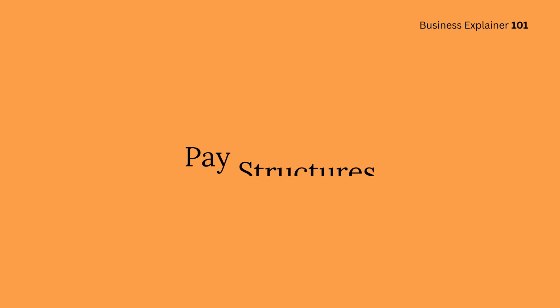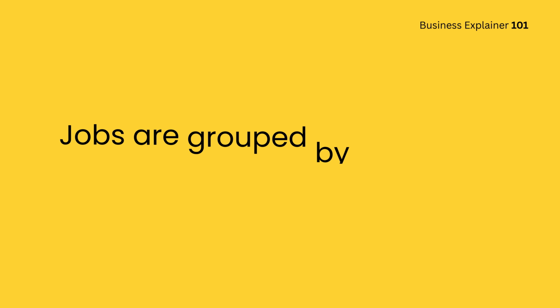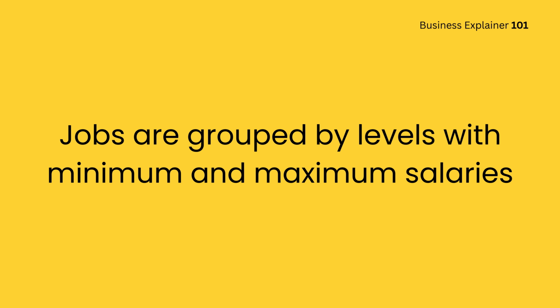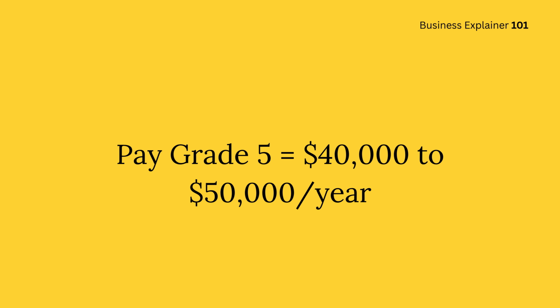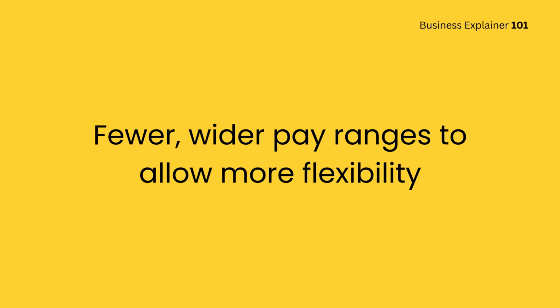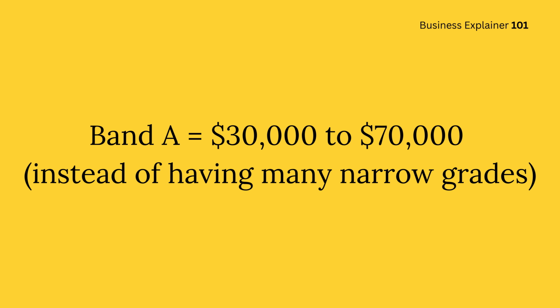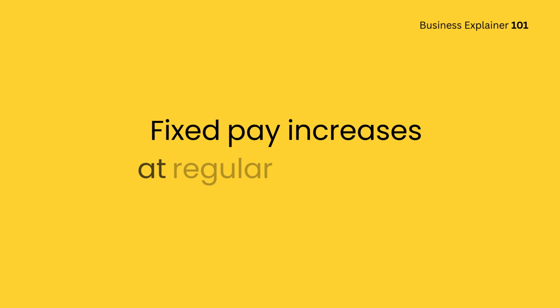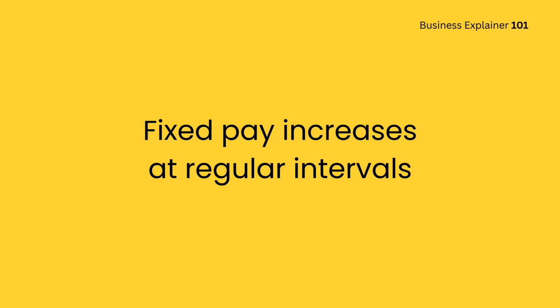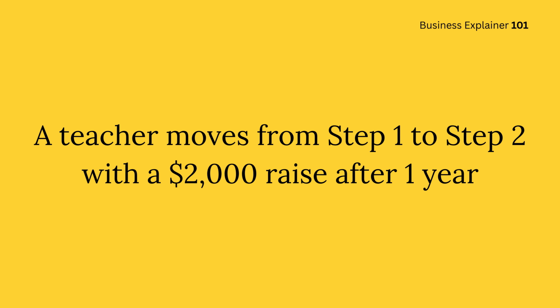3. Pay structures. Components of this are pay grades and ranges. Jobs are grouped by levels with minimum and maximum salaries. Example: pay grade 5 equals $40,000 to $50,000 per year. Broadbands. Fewer, wider pay ranges to allow more flexibility. Example: Band A equals $30,000 to $70,000 instead of having many narrow grades. Step progression. Fixed pay increases at regular intervals. Example: a teacher moves from Step 1 to Step 2 with a $2,000 raise after 1 year.